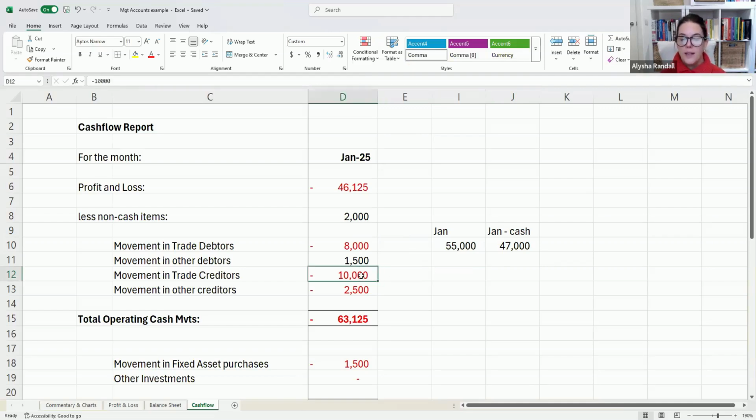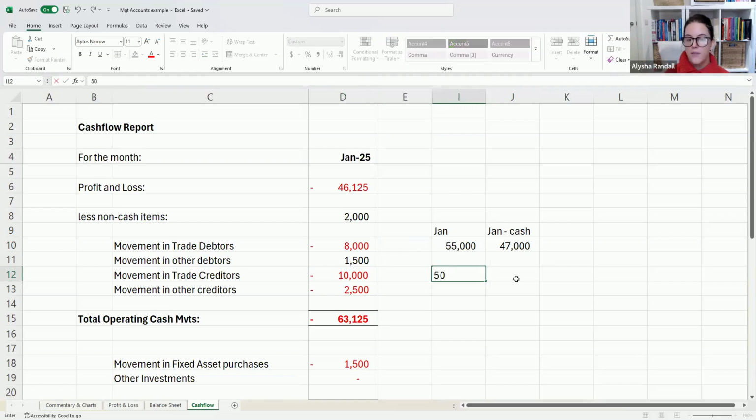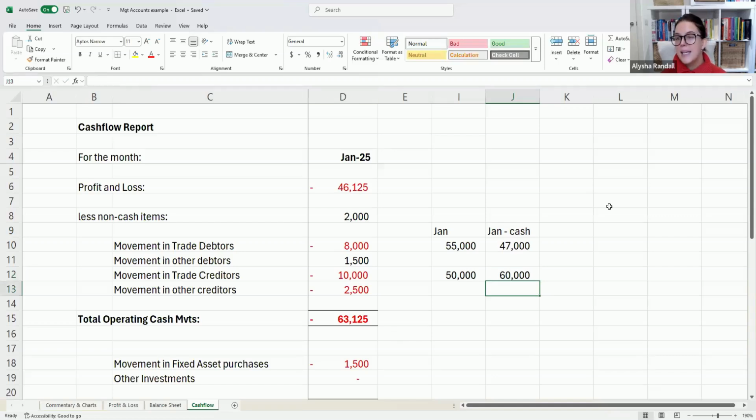Now, the trade creditors is the other way around. So say in January, you received invoices of, let's just say, 50,000. But then because you had so many invoices outstanding, some creditors or suppliers were like, you need to pay me early, and you had a bit of a backlog.